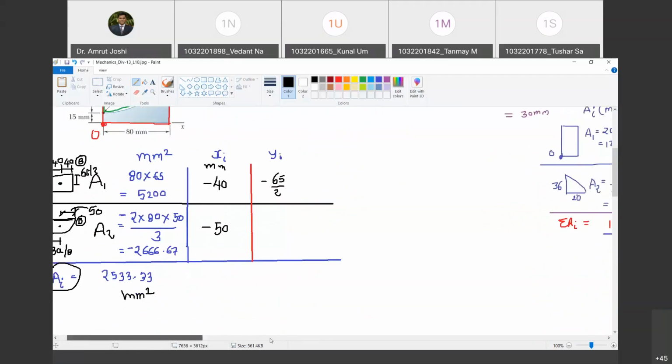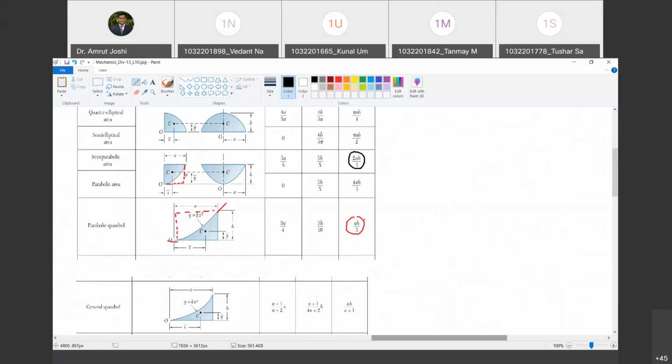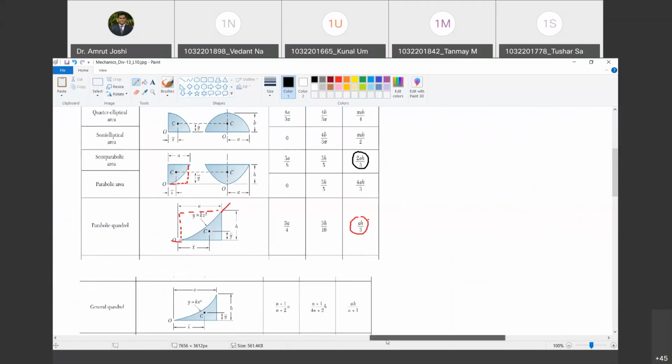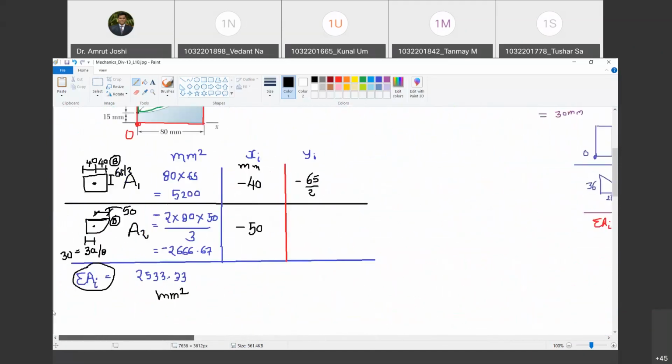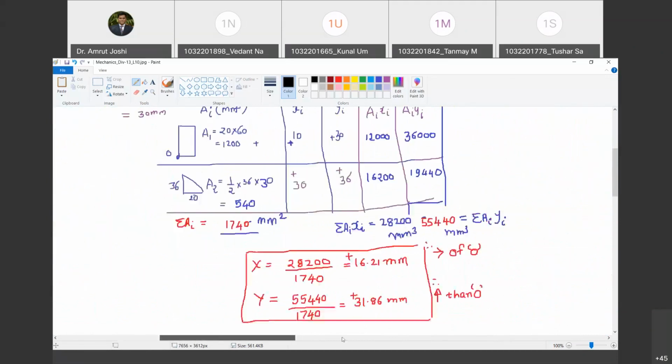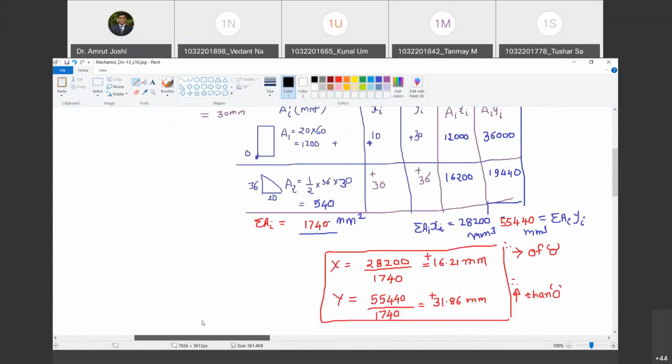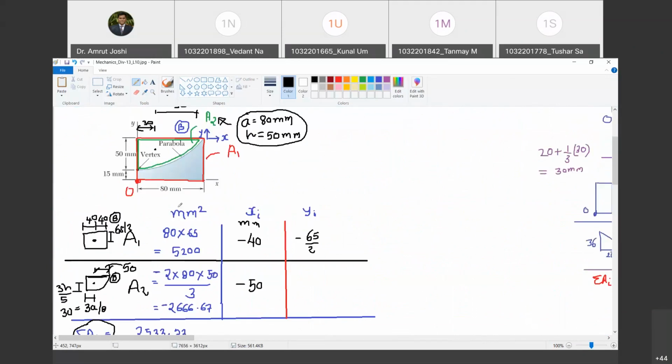What about y bar? Tell me. 3h by 5. But from where? From the vertex. Do you agree with me? Yes, sir. So this is at distance 3h by 5 from the vertex. Am I right? So how much is 3h by 5? How much is h? h is 50. So again this turns out to be 30 mm. Do you agree with me? Yes, sir. So this is equal to 30.